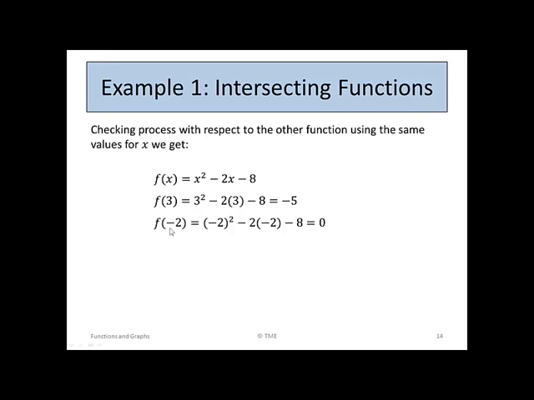Or for the x equal minus 2 value, it would be minus 2 squared, minus 2 times minus 2, minus 8, all of that would be 4 plus 4 minus 8, which is 0. Or again, the 2 points, 3, minus 5 and minus 2, 0. That's exactly the same intersection points we got for g(x).